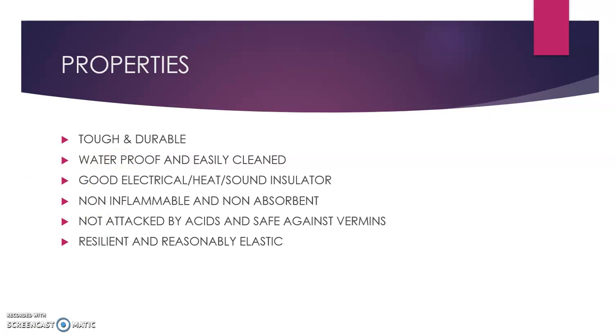What is vermin? You might have heard that vermins attack clothes. These are basically pests, insects which destroy different materials. Since it's non-edible, it can be toxic, it cannot be damaged by any insect. It's resilient and reasonably elastic, right? That's why it can be easily spread on materials which can be slightly expanding or contracting. It has good enough elasticity and it will not crack.